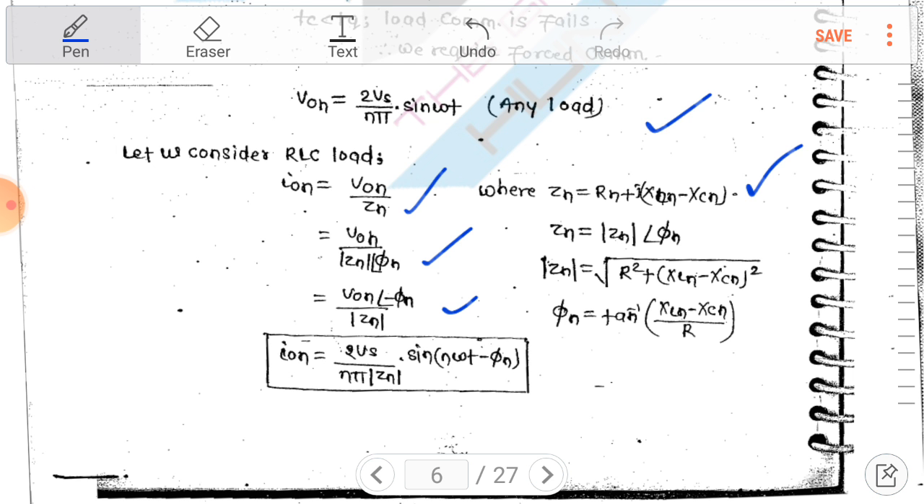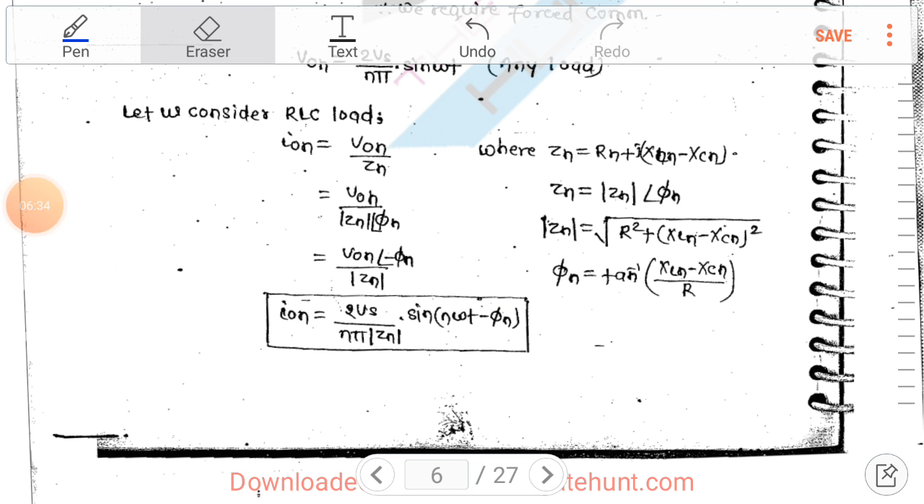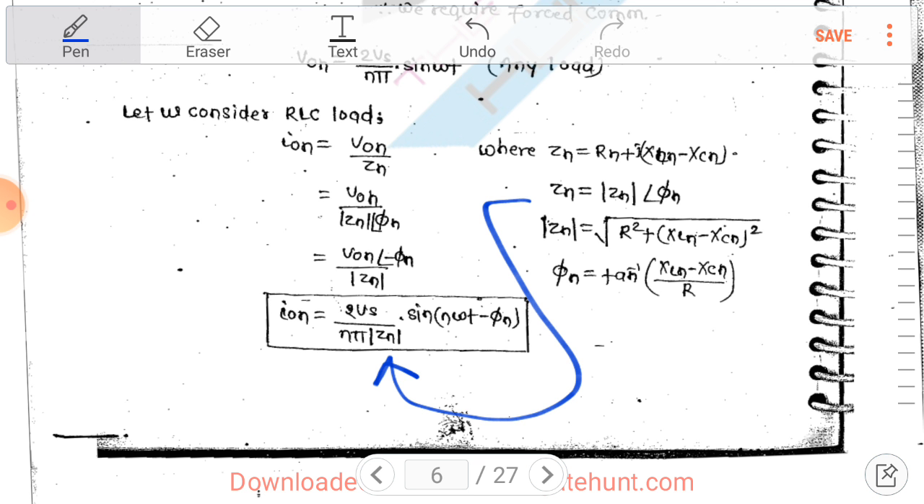Where Zn equals Rn plus j (XLn minus XCn), and in polar form it can be represented like this. We can put the value of Zn here to get the magnitude and phase angle of the nth harmonic output current waveform.